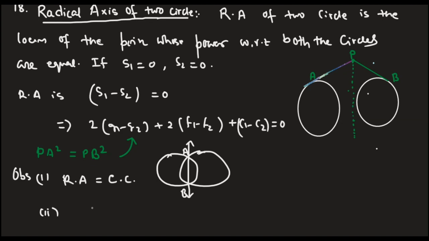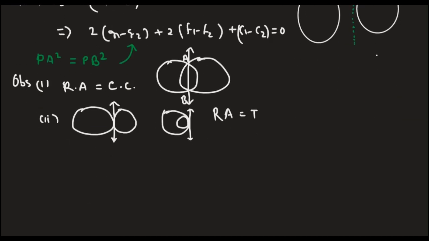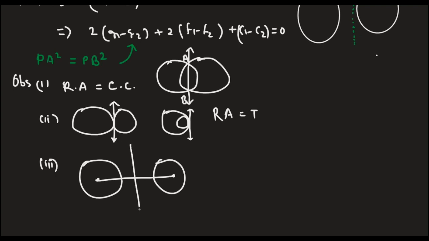Now observation 2: if two circles touch each other, either externally or internally, then the common tangent at the point of contact will be the radical axis. So the radical axis in this case is the tangent only. Now the third point: if you have one circle and another circle, joining their centers, the radical axis is always perpendicular to the line joining the centers of the circles.